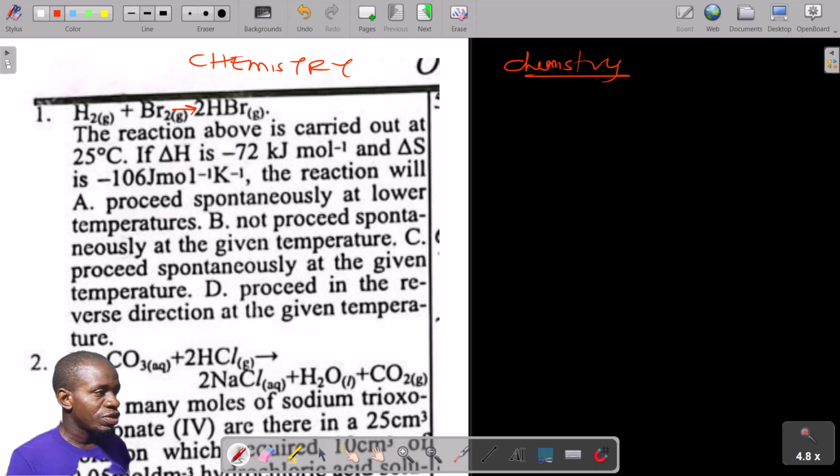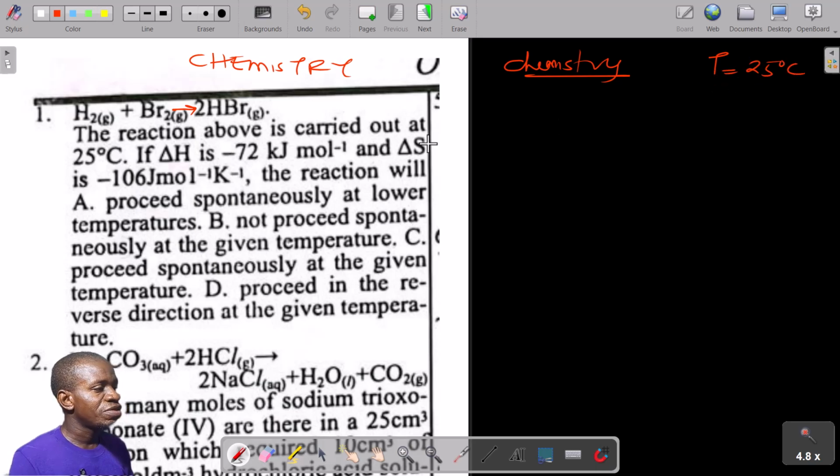Looking at the first question that we have here, what is our first question? The first question says hydrogen plus bromine gas will give you 2 hydrogen bromide. Now, the question says the reaction above is carried out at 25 degrees Celsius. The temperature that it was carried out, the temperature is how many? The temperature is 25 degrees Celsius.